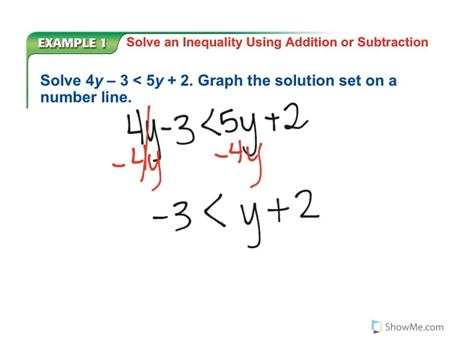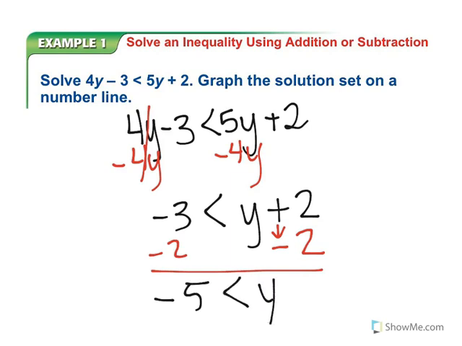Alright, and for our last thing, we need to get y all by itself, so we're going to subtract 2. Okay, we're doing the opposite. We're going to subtract 2 from both sides. And that gives us negative 5 is less than y.